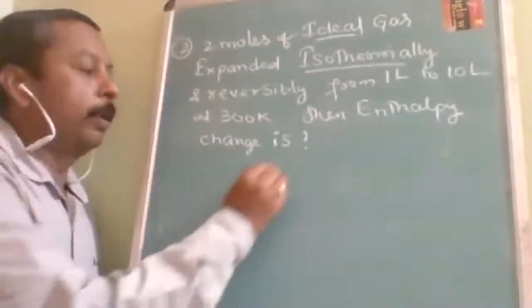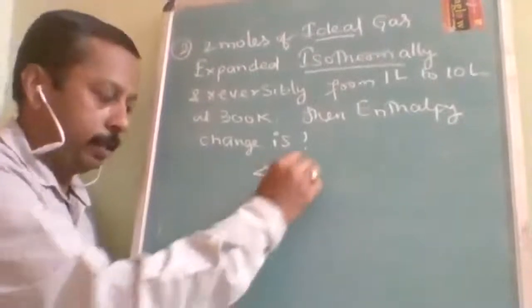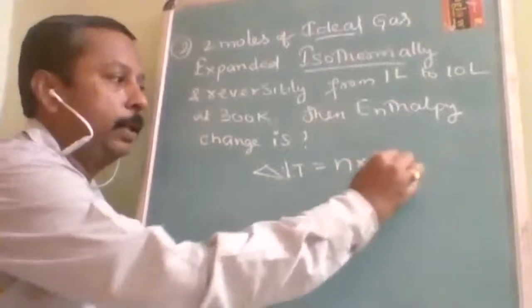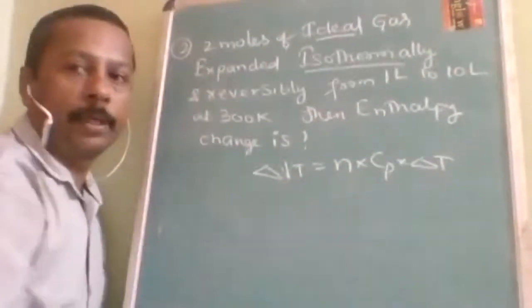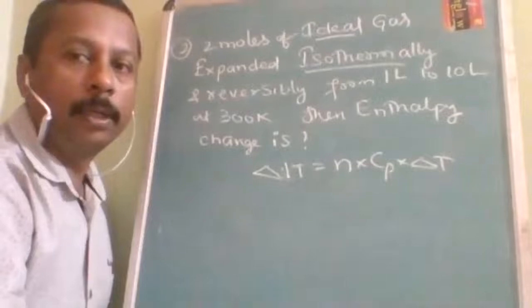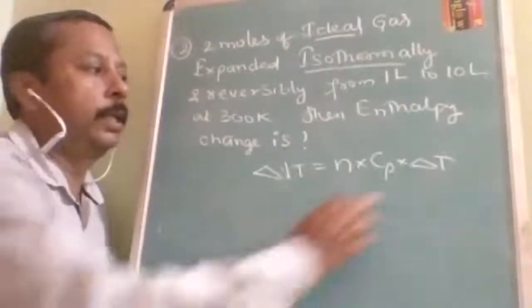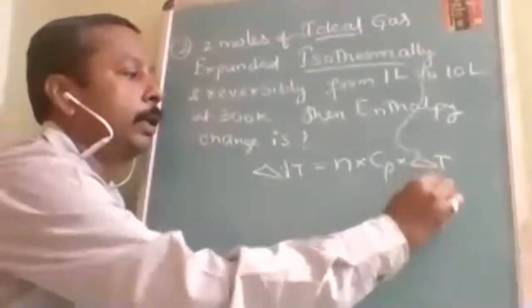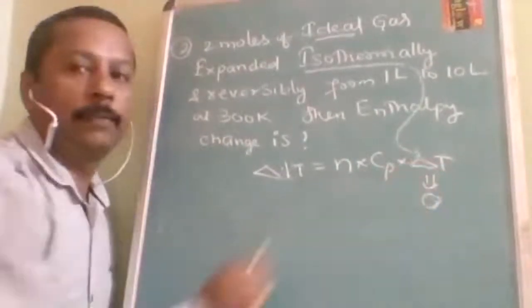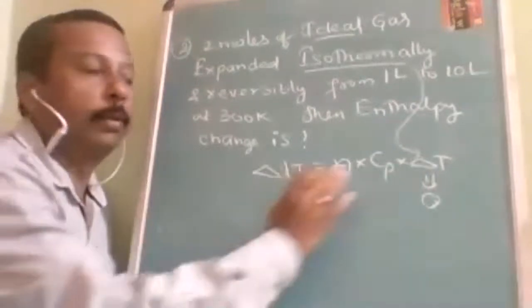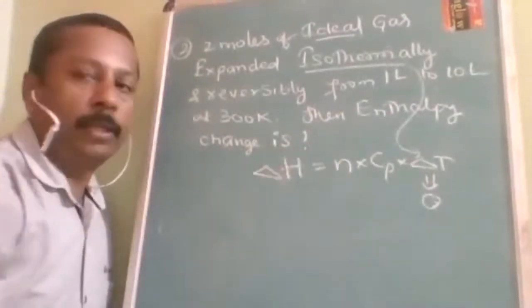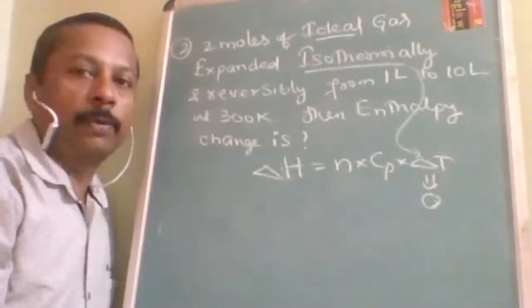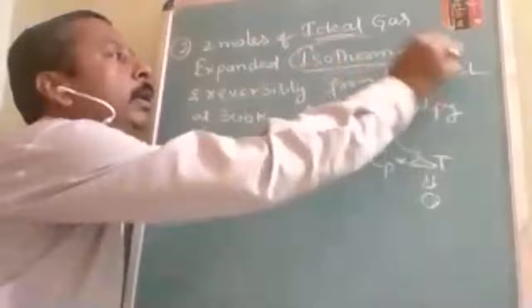Then the formula which we should use is delta H is equal to n into Cp into delta T. That means delta T is 0 for isothermal. So during isothermal, delta T is 0, so nothing is possible to change the enthalpy. Enthalpy will remain the same. So change in enthalpy will be how much? 0.